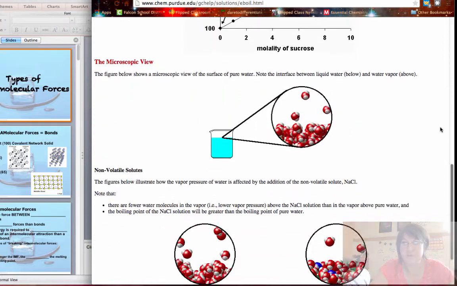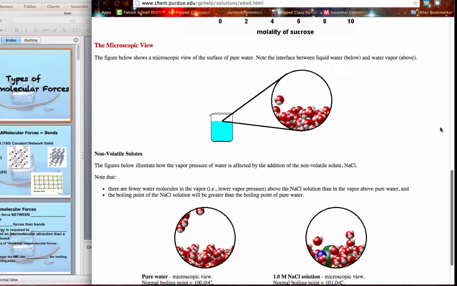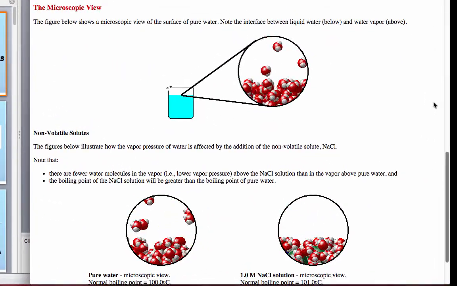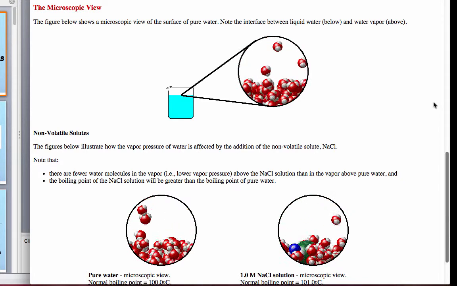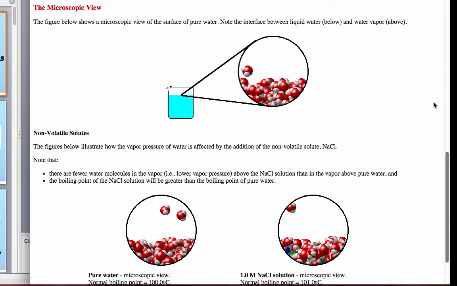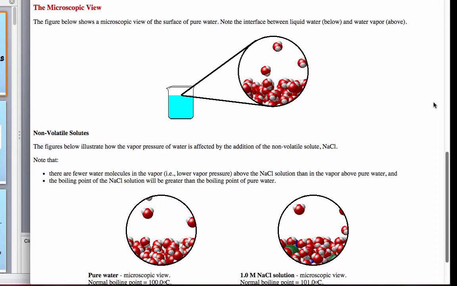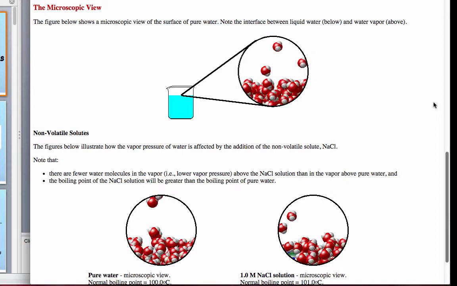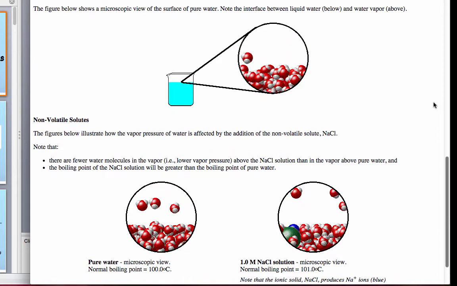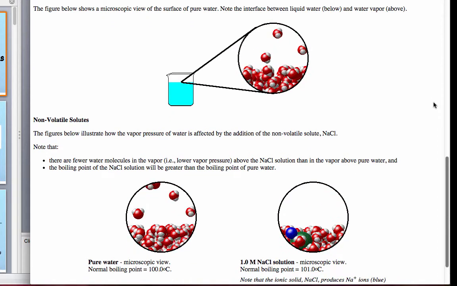So here's our vapor pressure. If we have pure water, some of the water molecules just above the liquid get bumped out into the gas phase. And as they bump into one another in the gas phase, they might recondense back into liquid. But this is our dynamic equilibrium that causes vapor pressure.